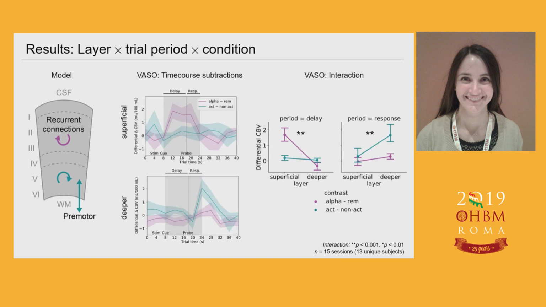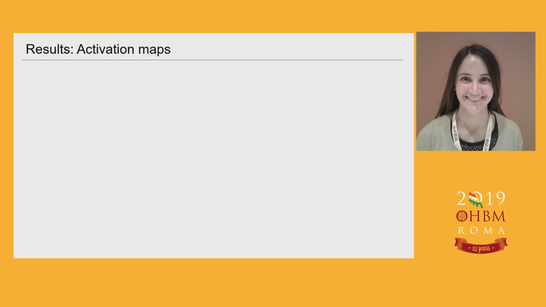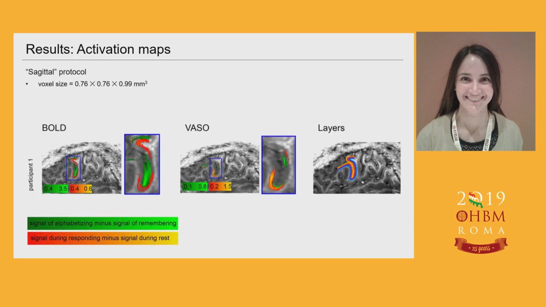So the last piece of data that I'll show you are the single subject activation maps. So these come from, again, our even higher resolution sagittal protocol. So this is a map from a single subject. On the left-hand side is the BOLD contrast, in the middle is the VASO, and the cortex, you can see this convolution.